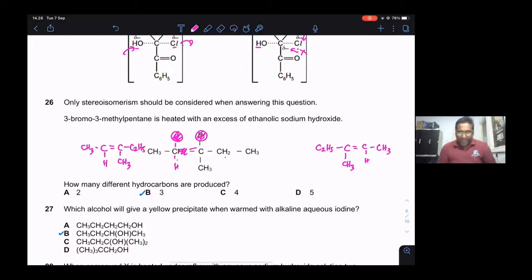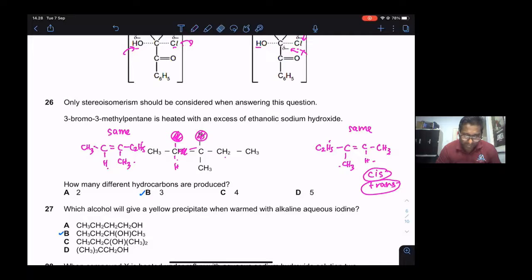Now if I compare these two, you can see C2H5, CH3, C2H5, CH3, H and CH3. So both of them are actually the same. This one and this one are the same. But they can exhibit cis and trans. It means they can have cis over here and trans over there. So you know how to draw. So these molecules have two. But the answer is not two. Always remember there is another one.